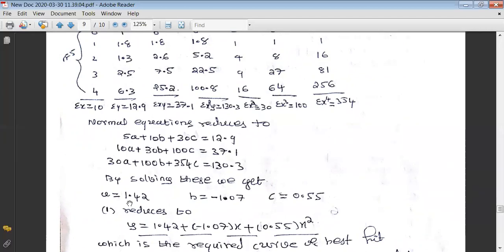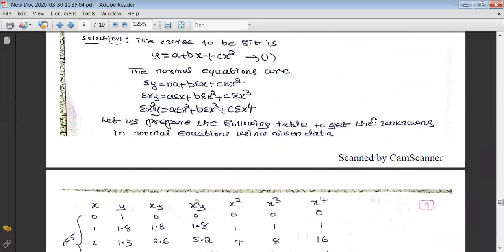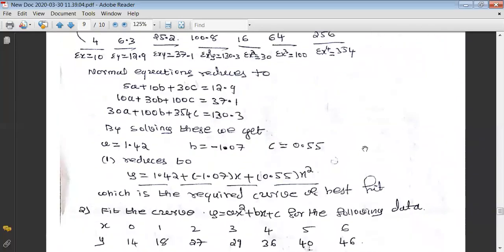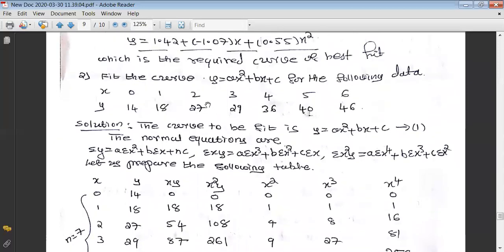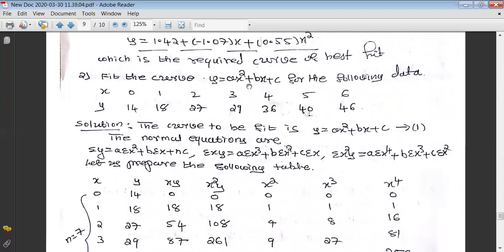And by solving these, we get the values of a, b, c like this. Once you substitute these values of a, b, c in equation 1, we get y equal to 1.42, that is a, plus b, that is minus 1.07 into x, plus c as 0.55 x square, as the required curve of best fit. And if you take one more example on another form of the quadratic equation, that is y equal to ax square plus bx plus c.